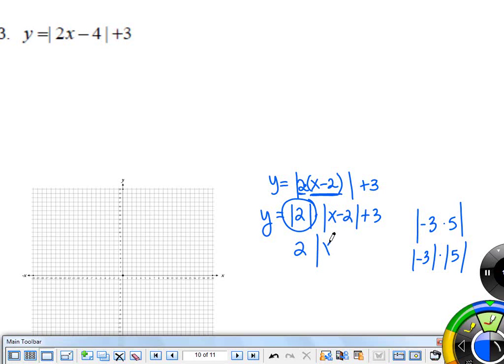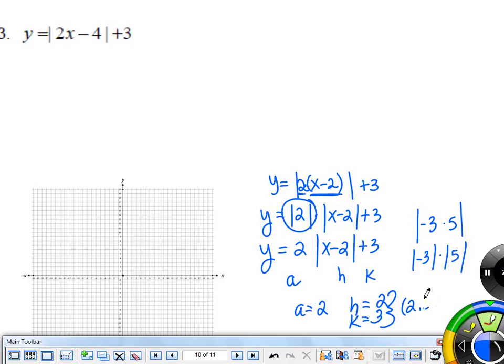And then inside my absolute value bars is x minus 2 and then plus 3. Now the equation looks how I expect it to look, where I can pick out my A, my H, and my K. All right? What is my A value then? 2. Okay. Positive 2. What is my H value? 2. Positive or negative? Positive. And then my k value, 3 positive. So remember, these two together create your vertex point. Okay. All the shifting that your graph did.